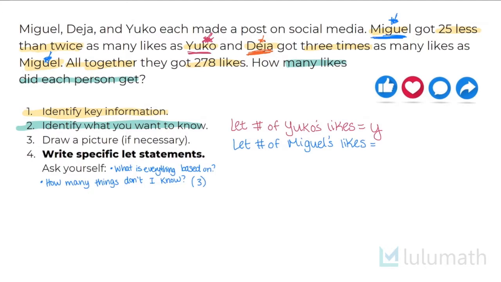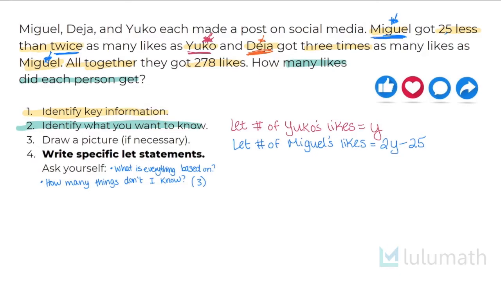So if Miguel got 25 less than twice as many as Yuko, then I'm going to write down twice as many as Yuko. So twice means to multiply by 2, so we'll say 2y. And then we're going to say 25 less than that amount. So 2y minus 25. Now we have to be really careful because whenever it's 25 less than an amount or any number less than an amount, we need to have that amount first and then subtract 25. And if you want a refresher on that, then make sure you check out the video on translating verbal expressions. All right, so now we've figured out Miguel's let statement.